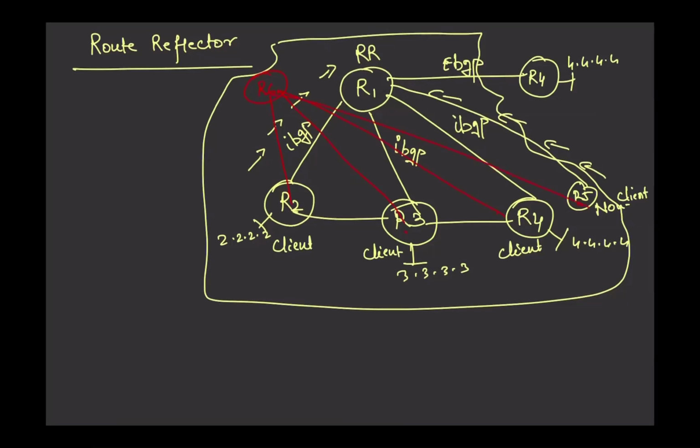I have a question. What is the purpose of non-client? So I don't want that particular device to be my route reflector client. Means it is a normal peering, not the route reflector peering. So there are some advanced scenarios. We're going to discuss that.